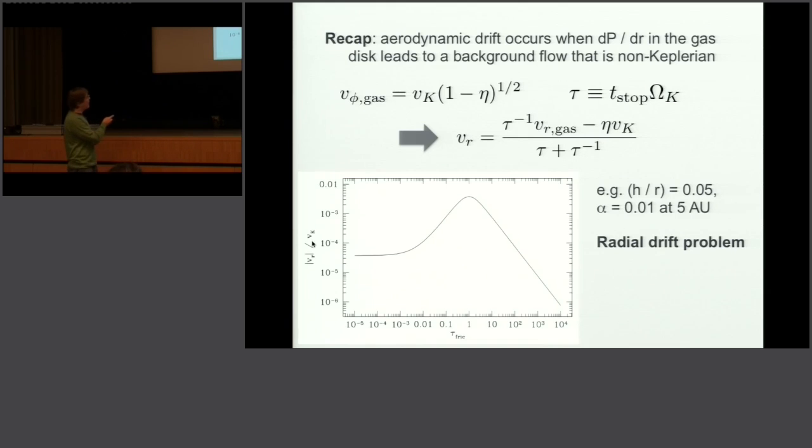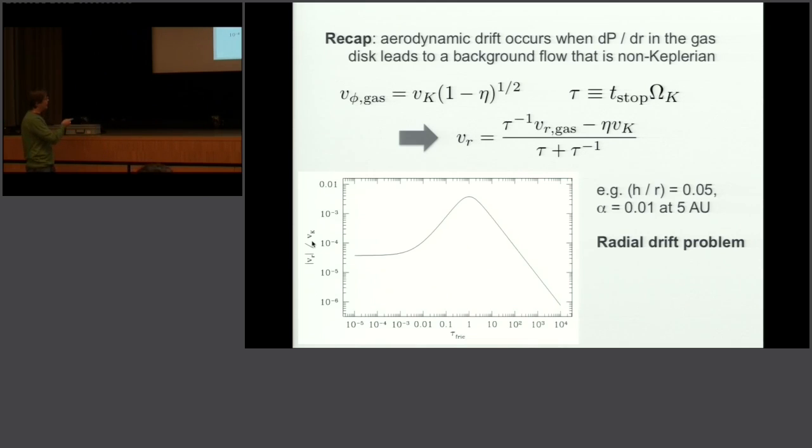When you do that, the radial velocity of particles depends on the radial velocity of the gas, multiplied by this tau to the -1. It depends on how non-Keplerian the gas disk is, and then via these terms on the bottom and this term on the top, it depends on the size of the particle measured in terms of the dimensionless stopping time. Now you can plot that for a fairly reasonable disk model. So let's say we're at 5 AU, h over r is 0.05, and alpha, which enters here just in determining what the radial velocity of the gas is, is 0.01. And here's what you get. This is the radial velocity normalized to the Keplerian velocity as a function of the dimensionless stopping time.